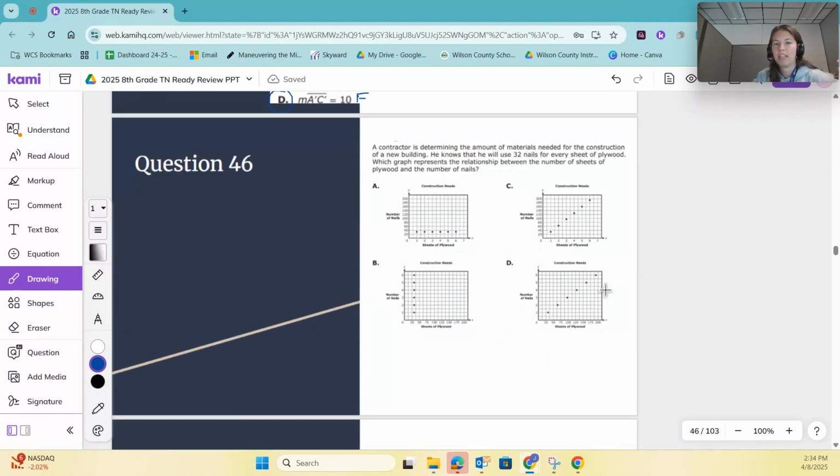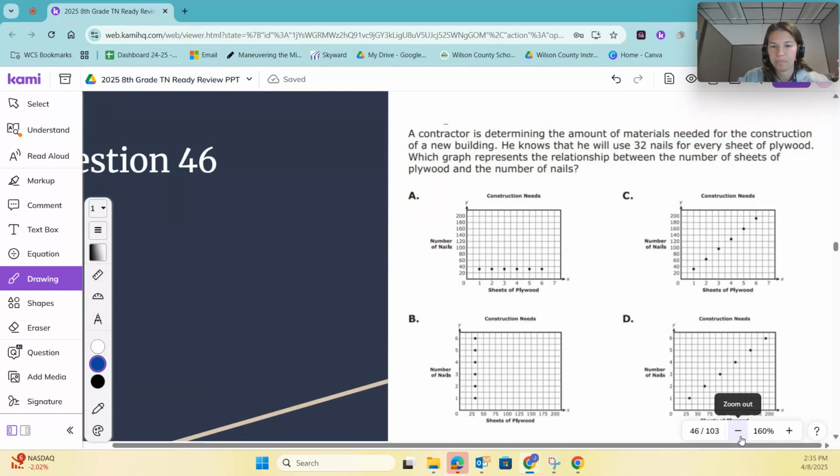Okay, let's take a look at 46. A contractor is determining the amount of materials needed for the construction of a new building. He knows that he will use 32 nails for every sheet of plywood. Which graph represents the relationship between the number of sheets of plywood and the number of nails? Okay, so this first one here in A shows one sheet of plywood, we would use about 32 nails. Two sheets of plywood, we would also use 32. Three, also 32. So the number of nails would stay the same as the plywood increases. That does not make any sense.